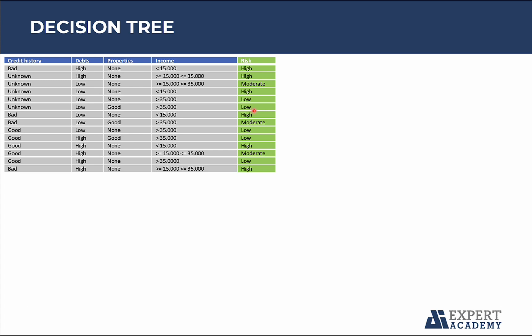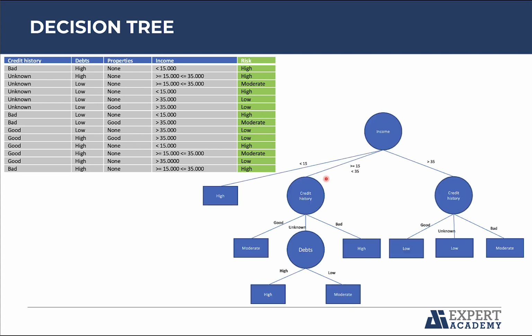In the naive Bayes algorithm, a probability table is created. On the other hand, when working with decision trees, a tree is created, similar to this one here. We can see that the income is at the top of the tree, then we have the credit history, debts, the credit history here again, and see the rectangles at the ends. That means the classes or the risk: high, moderate, or low. A lot of mathematical calculations are performed in order to build this tree.